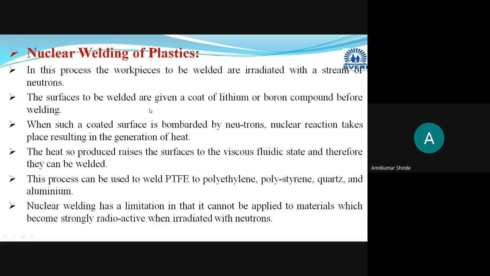On the surface to be welded, a coating of a lithium or boron compound is given before the actual welding process. At the start of the actual welding process, on the surfaces which we want to join, a layer will be provided, a coating with the help of lithium or boron. Generally the boron B10 isotope is used.